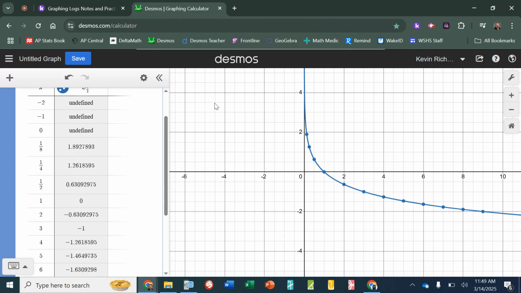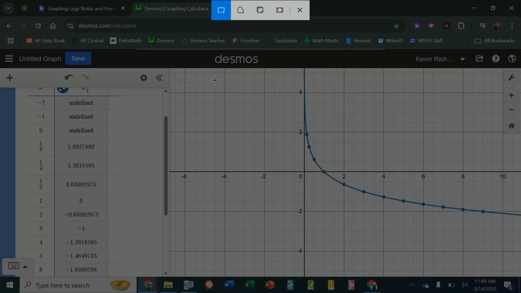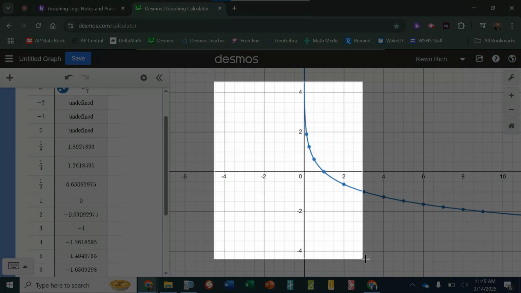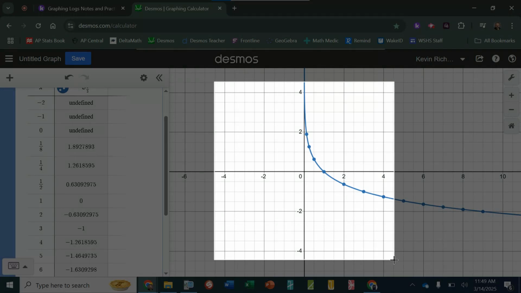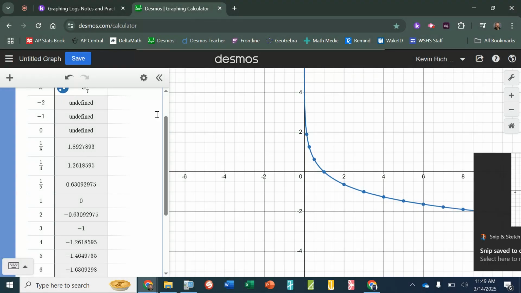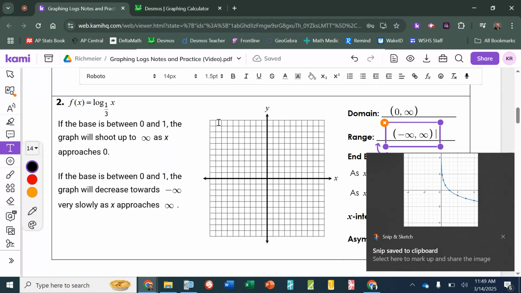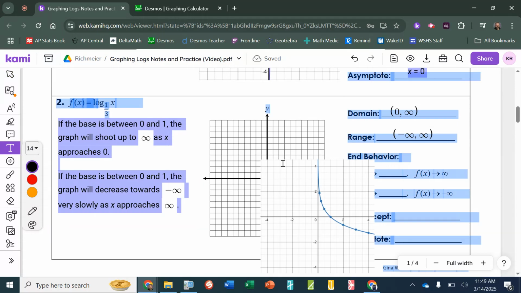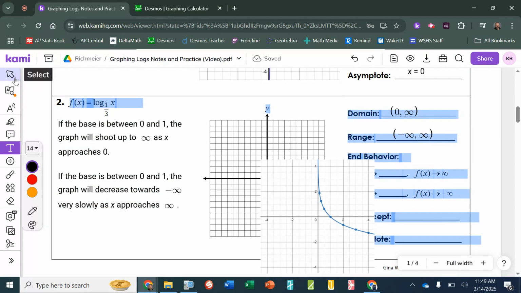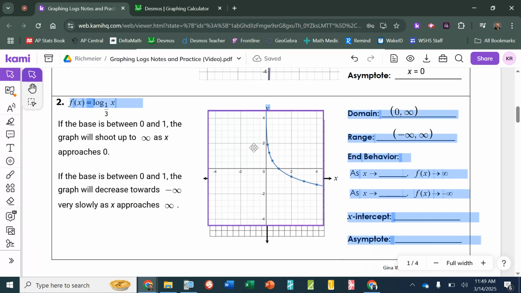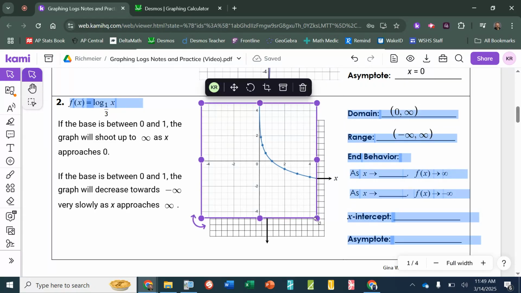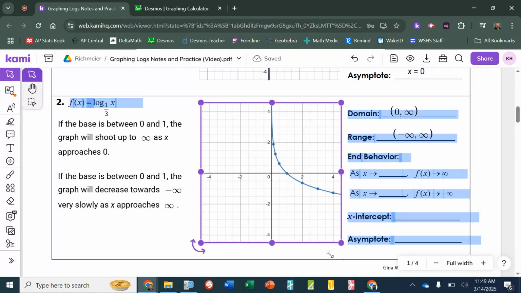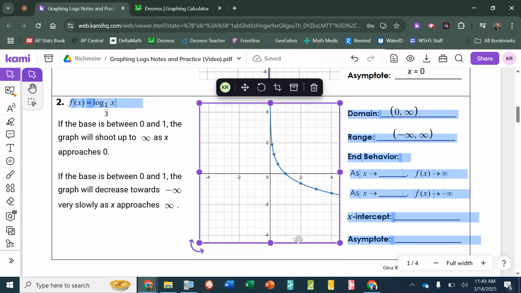So let me go ahead and get a copy of this graph in here. Again, you can use this table to graph it on your paper. I'm just not going to do that right now because it would be awfully boring sitting here watching me graph something by hand. So I'll make that one a little bit bigger. So here's the graph of log base 1/3 of x.